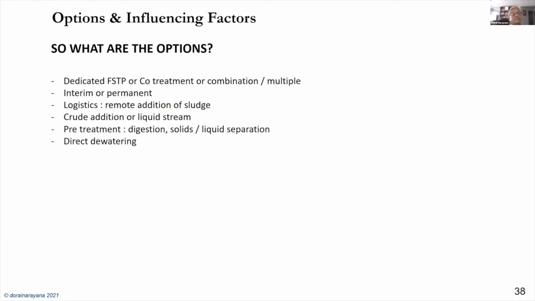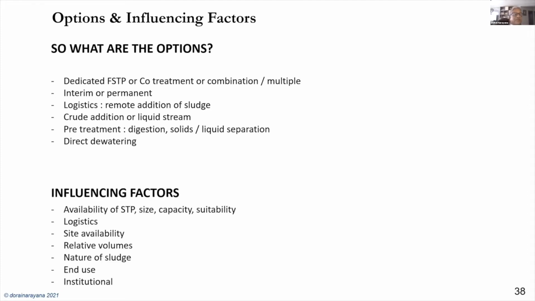So the options are these: dedicated FSTP or co-treatment, or combination, or multiple, interim or permanent. So you could have an interim arrangement. We'll do this for the next 2 years. After that, we will build a fecal sludge plant, for example. Some of the logistics could be overcome through the remote addition of sludge at pumping stations, for example, but it should be done properly. Whether you want to do a solid-liquid separation, whether you need to do a digestion to stabilize fresh sludges and so on.